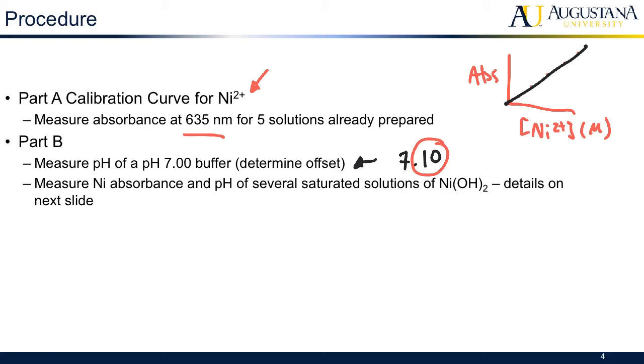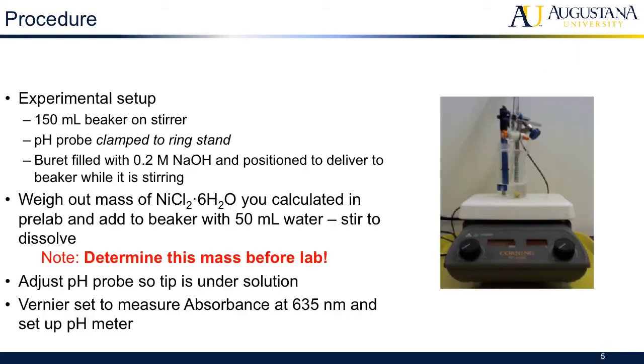The next step is to measure the nickel absorption and pH for several saturated solutions of the nickel hydroxide. How that's done is using a setup that's shown in the photograph on the right-hand side. You're going to have a beaker placed on a stir plate, and in that beaker you're going to have nickel chloride dissolved. There's going to be a stir bar, so we're going to be stirring this solution to make sure that it's agitated. And what you need to determine, reading in your lab manual, is what mass of nickel chloride hydrate you're going to need to dissolve in the 50 milliliters of water. So make sure you come to lab knowing what that mass is.